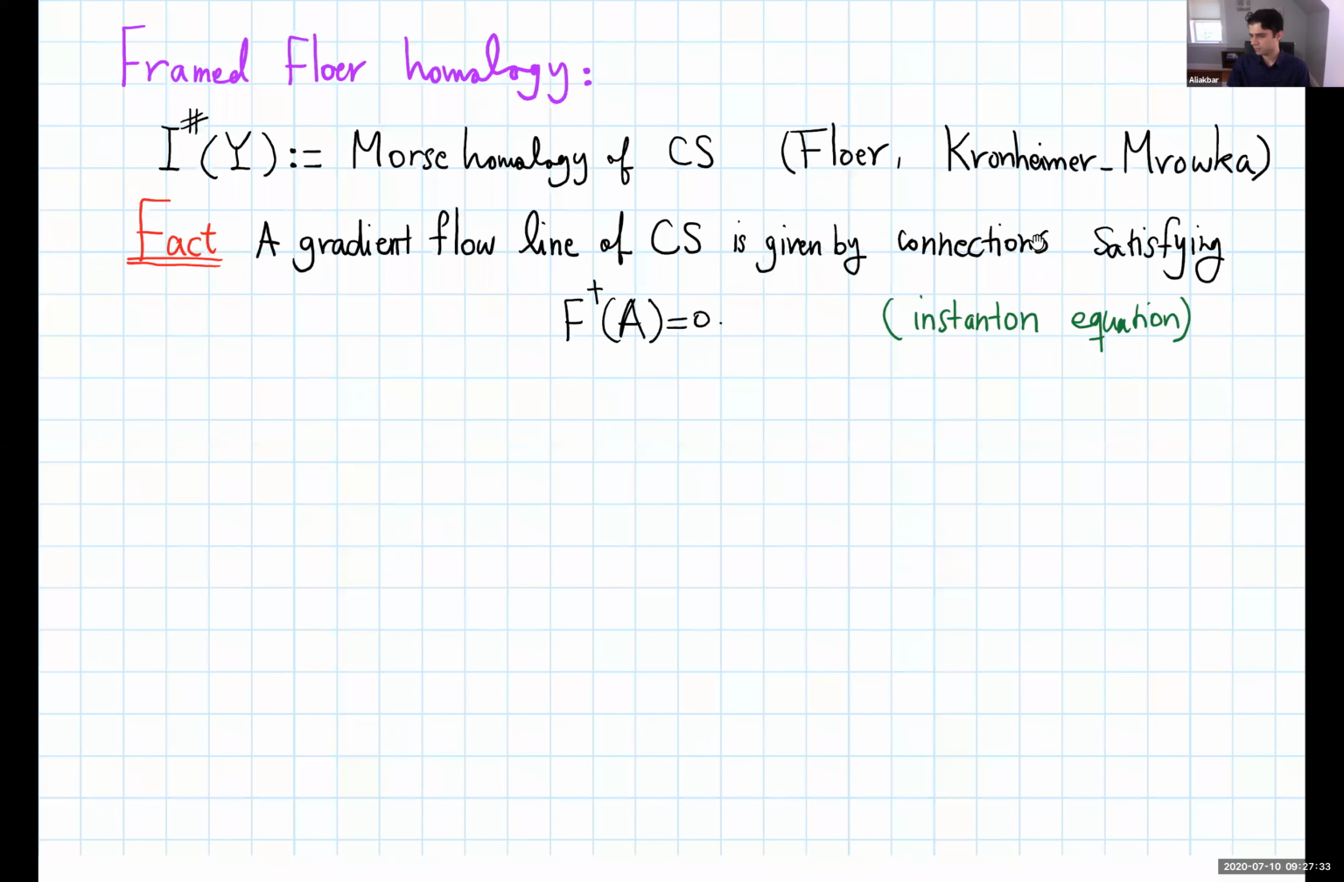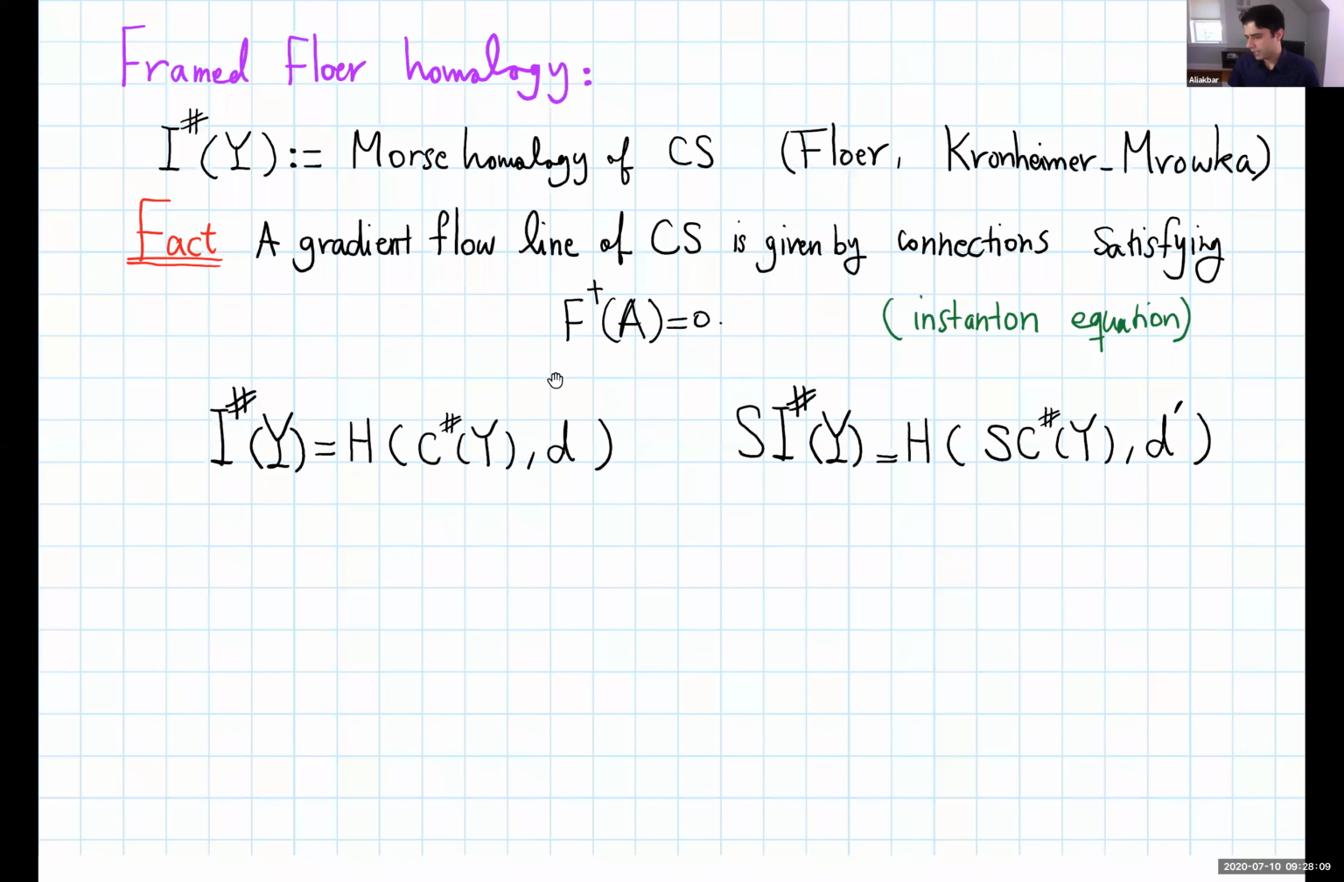And these are given by connections on the product of our three-manifold times an arc, which satisfy this instanton equation, or anti-self-dual equation. Like the case of the Chern-Simons functional, it's not going to be very important for me what exactly this is. Here we're looking at the curvature of the connection A, and we require the self-dual part of that to be 0. In particular, this is an equation which can be defined on any Riemannian four-manifold.